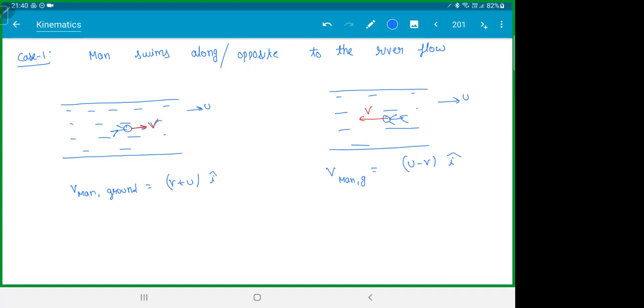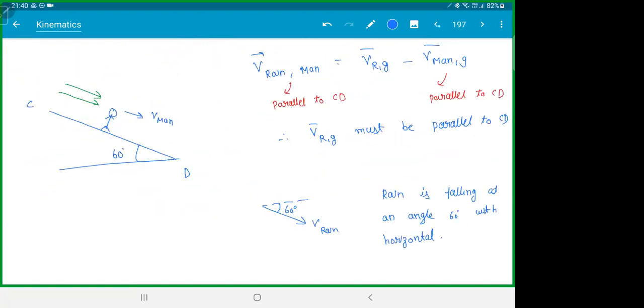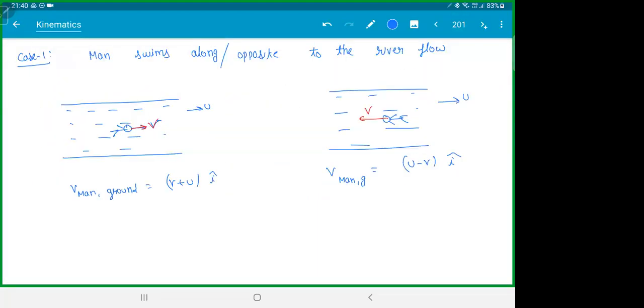Have a look at this. Let's see a question on this. Case 1, people. Any doubts on case 1? Please ask. It's a straightforward one.